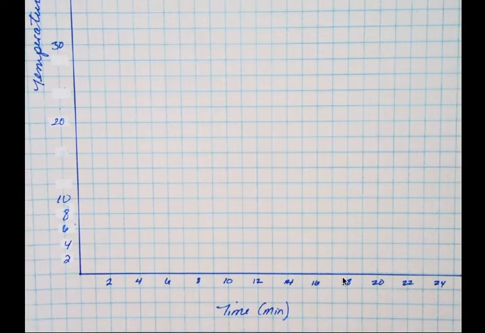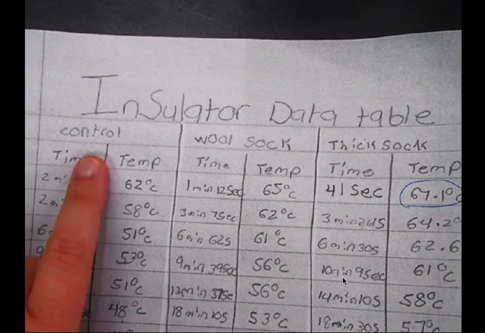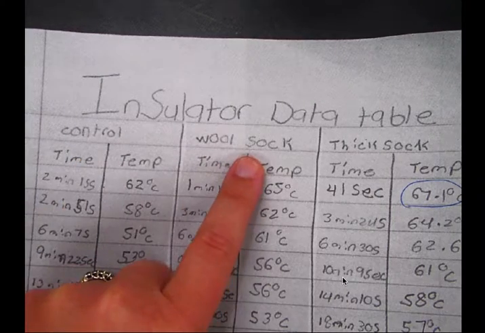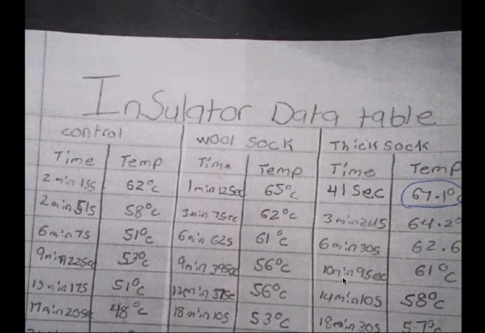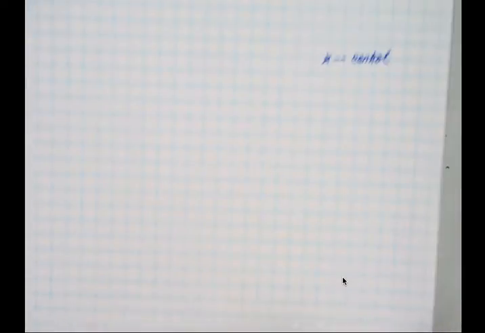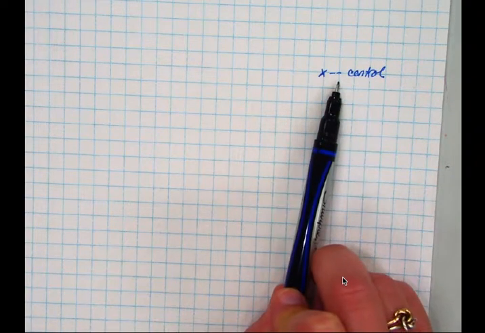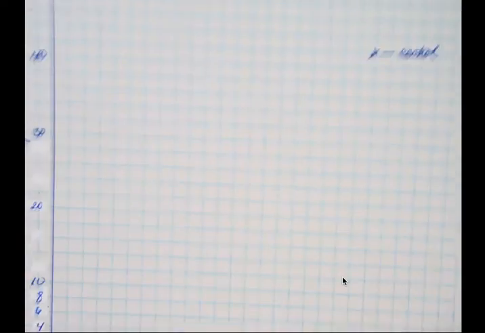So I'm going to do the control, and I'm going to have a line here for each of my insulators. So I'm going to have a line representing my control, a line for my wool sock, a line for my other sock. I might have 5 or 6 lines. So what I'm going to do to keep them straight is, for my control, I'm going to make a blue X, and I'm going to make a dashed line connecting them.